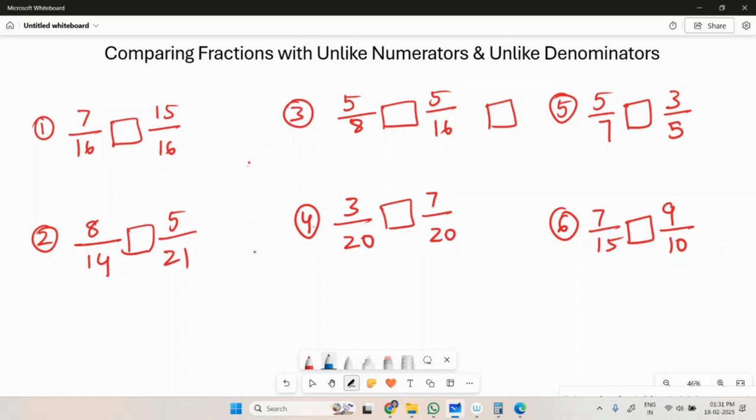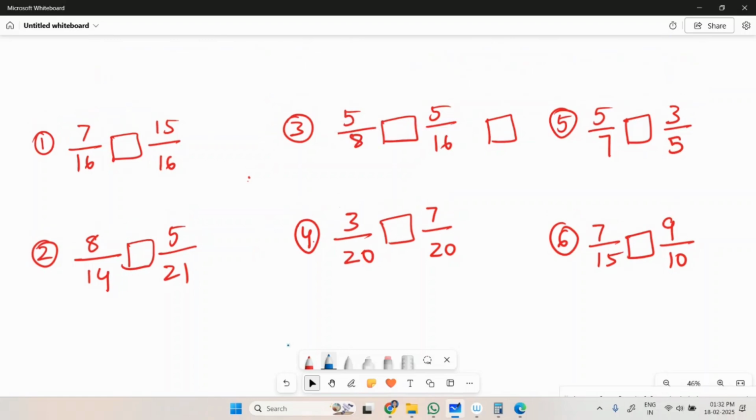We have learned how to compare fractions with the same denominators, with the same numerators, and with different numerators and different denominators. So here are a few questions. 7 upon 16, 15 upon 16, same denominators. So 15 is bigger. 8 upon 14, 5 upon 21. Unlike fractions, the numerators and denominators are different. So let's cross multiply. 21 times 8, 168. And 14 times 5, 70. So 168 and 70, which is bigger? 168 is bigger. So 8 upon 14 is bigger.